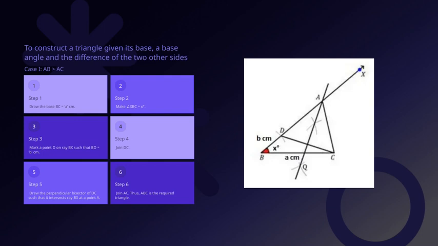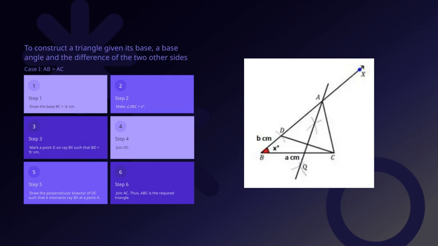After that, we mark a point D on the ray extending from B in the direction of our angle, such that the distance BD is equal to b centimeters, which is the difference between the two other sides. Then we connect point D to point C, forming segment DC. This step is crucial because it helps us position the other sides correctly according to the given difference.